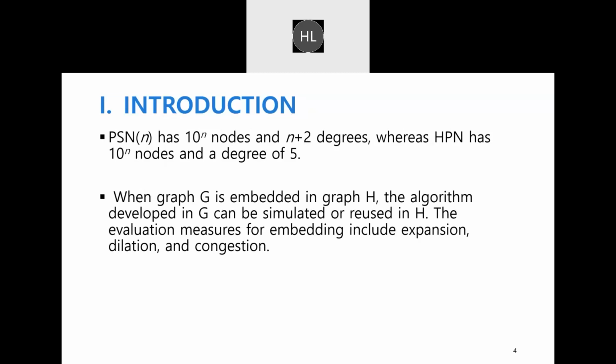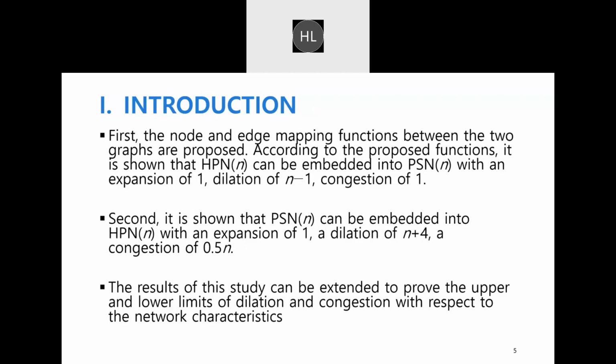When graph G is embedded in graph H, the algorithm developed in G can be simulated or reused in H. The evaluation measures for embedding include expansion, dilation, as well as congestion. First of all, the node and the edge mapping functions between the two graphs are proposed in this research paper. According to the proposed functions, it is shown that HPN of n can be embedded into the PSN of n with an expansion of 1, dilation of n minus 1, as well as congestion of 1.